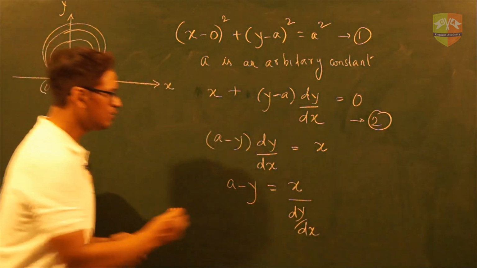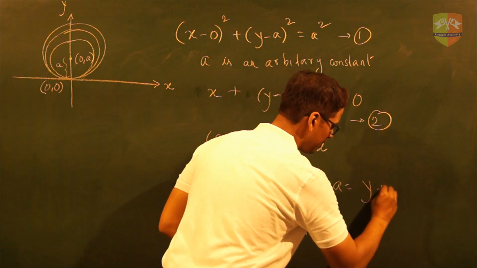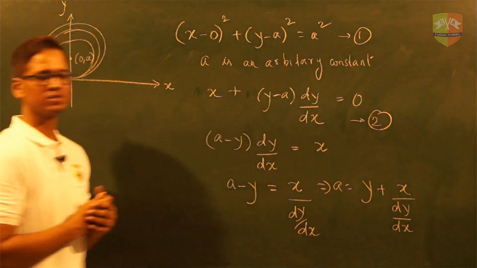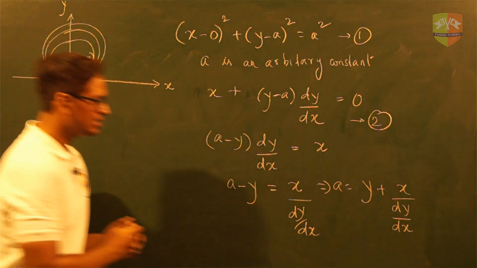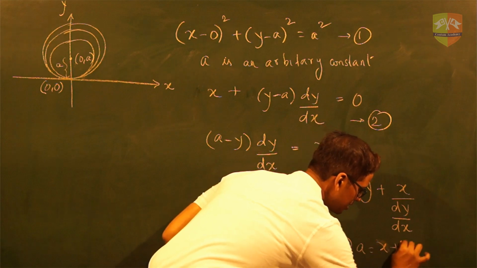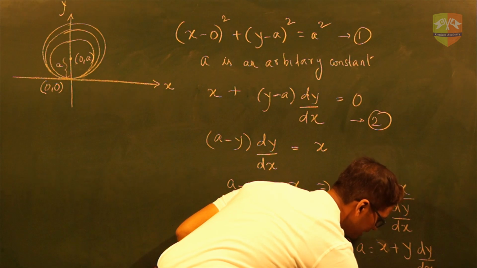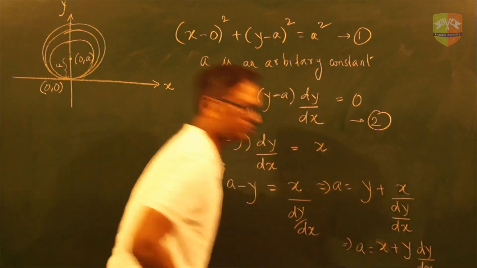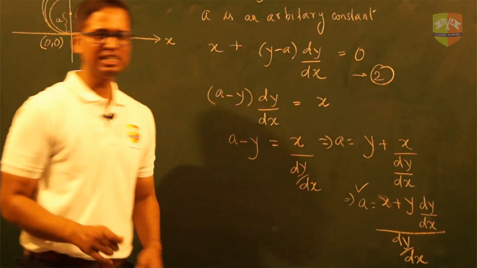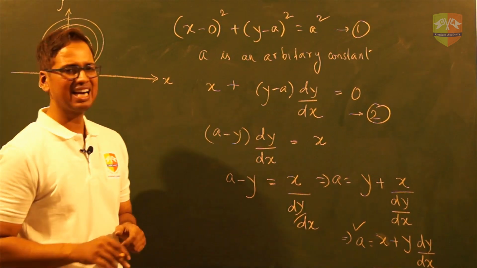In other words, a can be written as y plus x by dy by dx. We can simplify it further to x plus y dy by dx divided by dy by dx. Alright, now having obtained a in terms of x, y and dy by dx, I will do a simple activity.